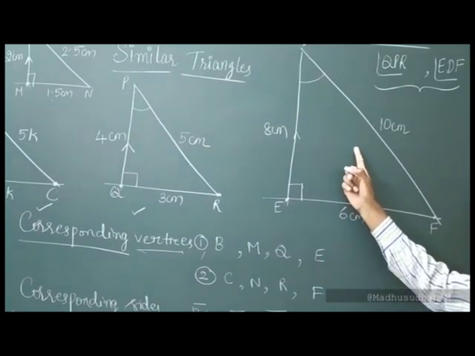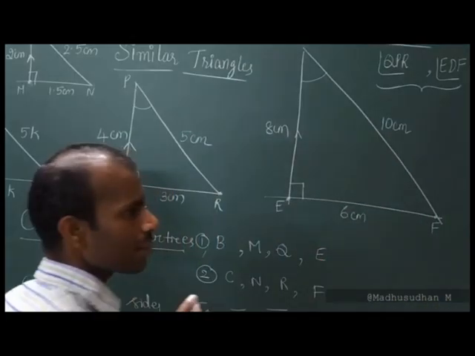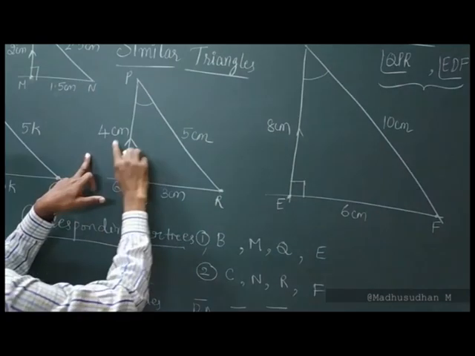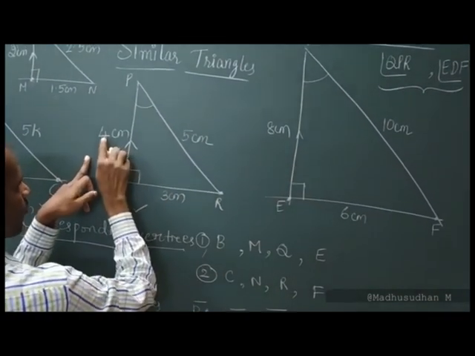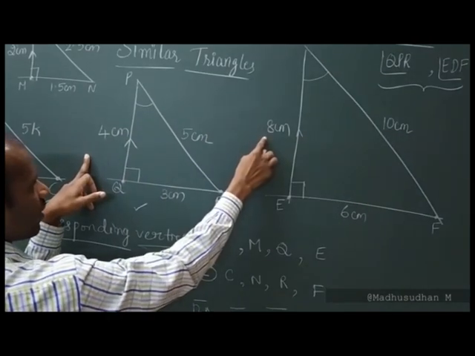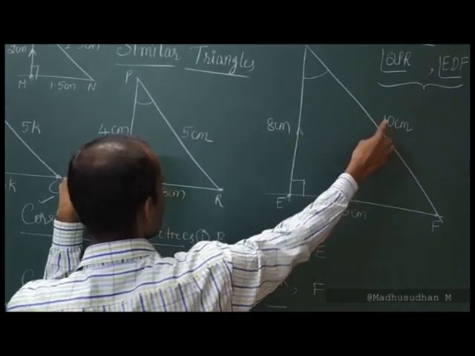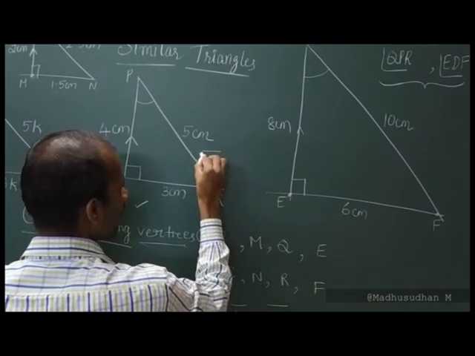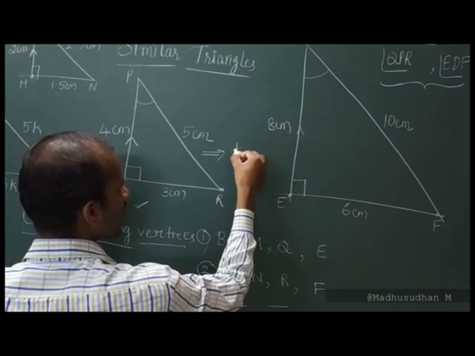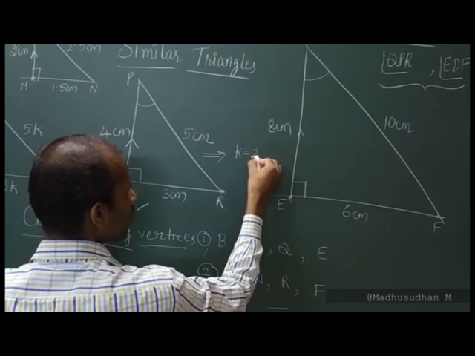Follow it, children. So now, please understand here. If I compare these two right angled triangles, with 4 and 8 here, 5 and 10 here, 3 and 6 here, I can very well understand there is a proportionality constant K which is equal to 2, right?